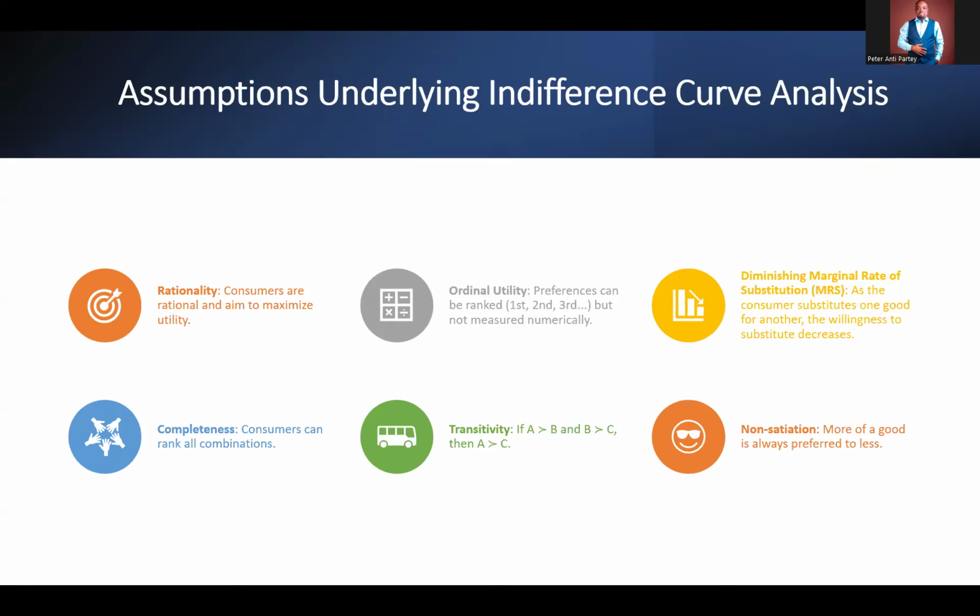And then the last assumption is what we call the principle of non-satiation. Non-satiation, if you forget, just remember Oliver Twist. More of a good is always preferred to less. The individual would always want to get more than less. And that is the principle of non-satiation. These are 6 assumptions that we work with under indifference curve analysis.